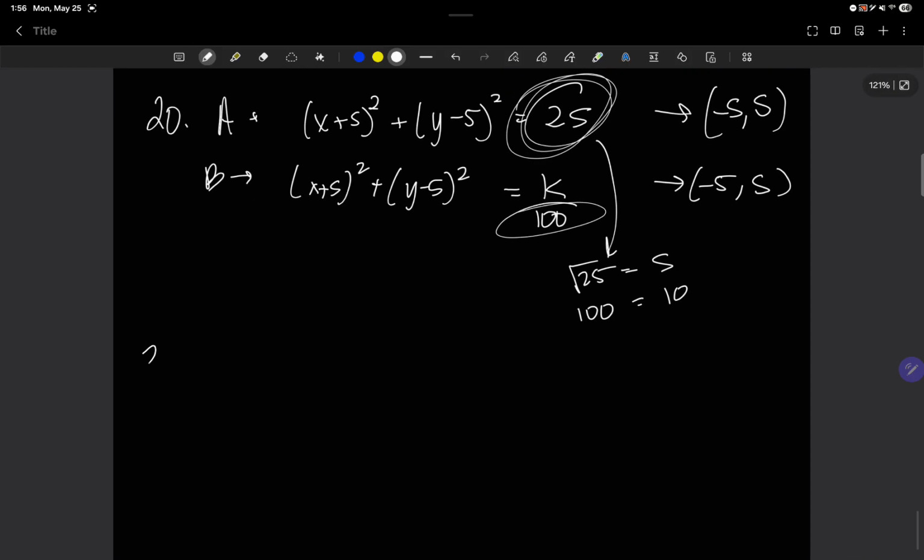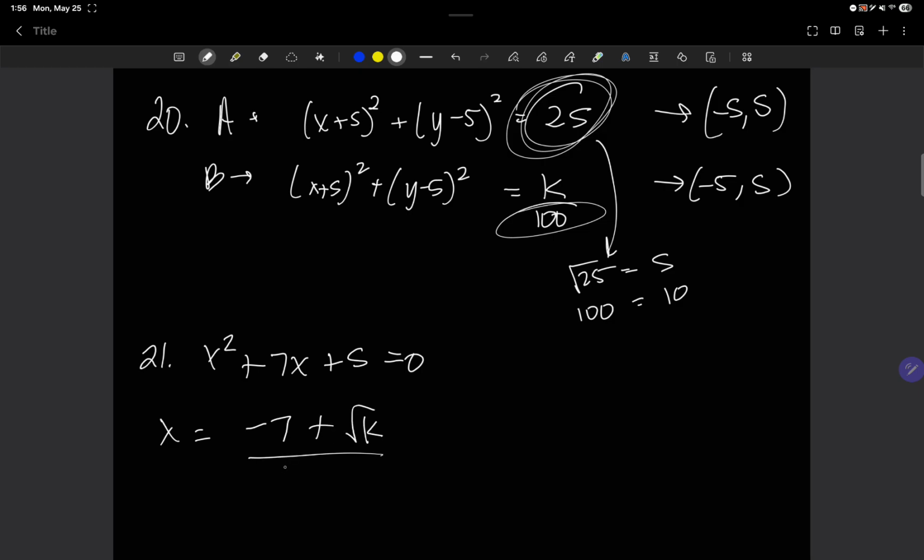Interesting. Interesting wording for this one. So one solution to this can be written as x equals negative 7 plus the square root of k over 2, where k is a constant. What is the value of k?